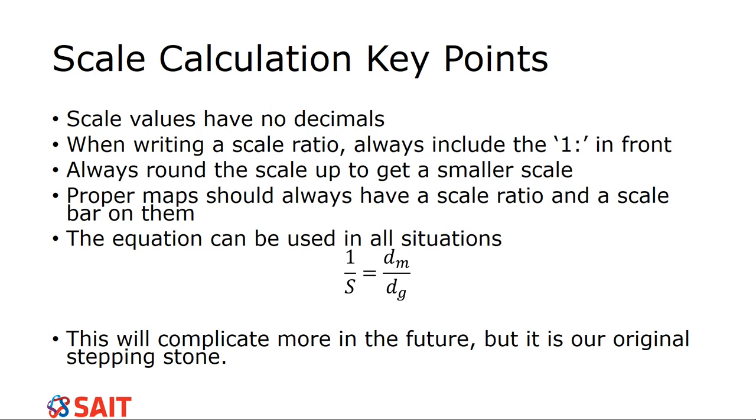Always round up. Proper maps should always have a scale ratio and a scale bar on them. Both of those are important. Just as a really quick reference, you have, okay, this is how far that is, and then, okay, now I can do the math with it. Then the following equation can be used in all situations that have to do with the scale. So 1/S equals DM over DG. They will become more complicated in the future, but this is the stepping stone to begin with.